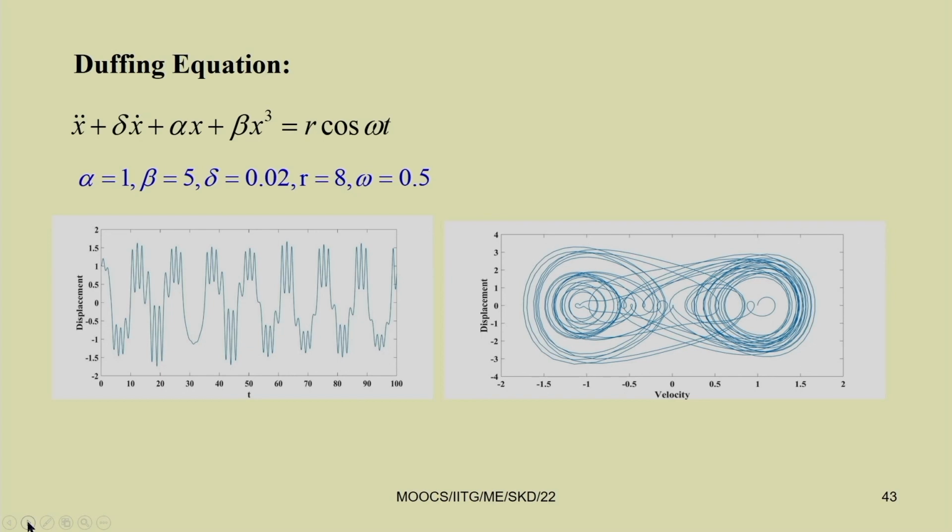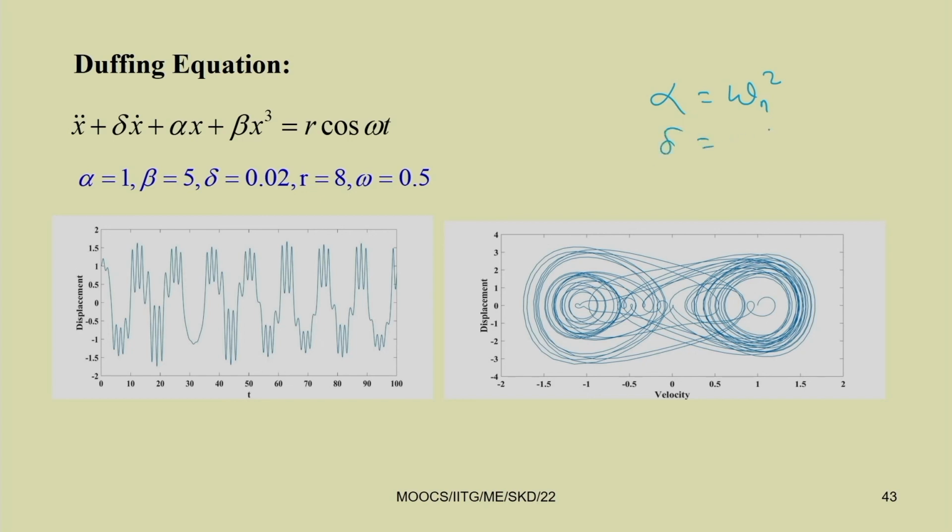We have written a simple code to see how the Duffing equation will behave with different coefficients. The Duffing equation, already you know, can be written as x double dot plus delta x dot plus alpha x plus beta x cubed equal to r cos omega t. Here this delta is generally taken as omega square, and we take this alpha, the coefficient of x, equal to omega n square.